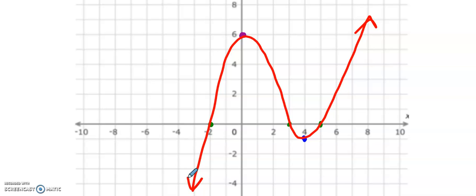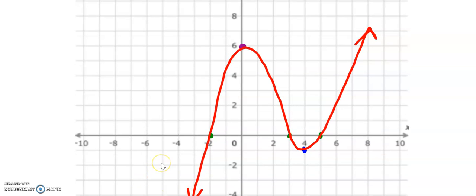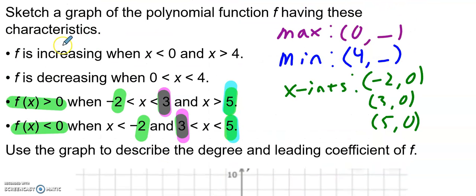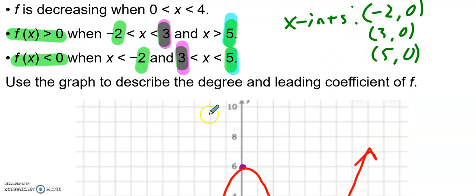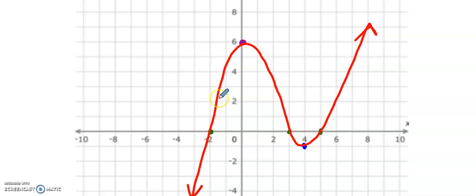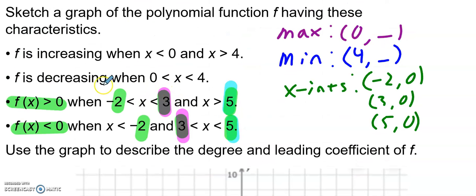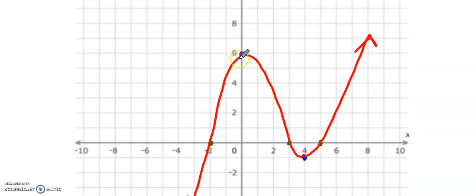And so I draw that, and now let's real quick, let's check and make sure that I satisfied everything. So it's increasing when x is less than 0 and when x is greater than 4. And so here it's increasing, and when x is greater than 4, it's also increasing. It's decreasing between 0 and 4. Well, if I had my increasing correct, then hopefully I had my decreasing correct.